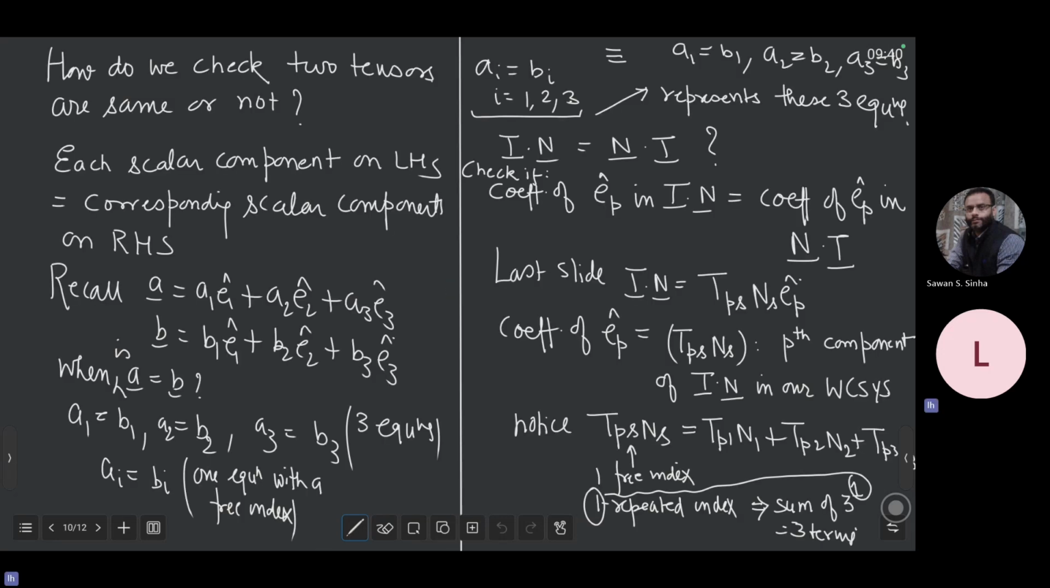Now, if you have two tensors, for them to be the same, each scalar component on the LHS should be the same as the corresponding scalar component of the RHS. Component wise matching होगी तभी वो दोनों tensors same होंगे. And you are familiar with this idea.